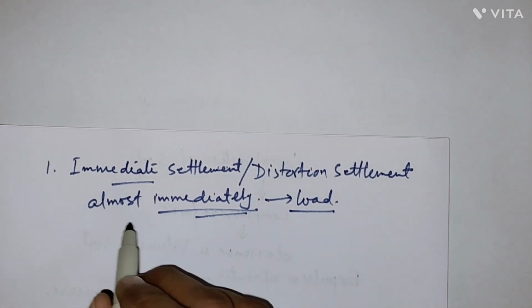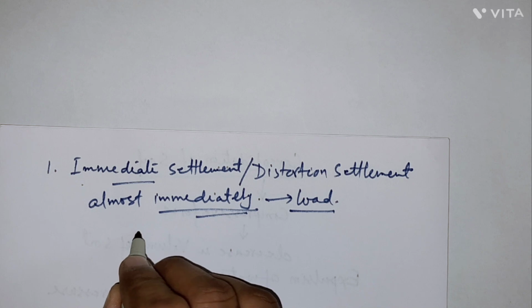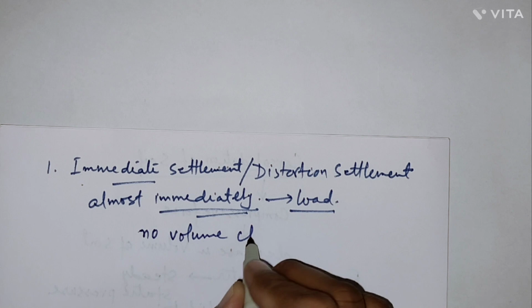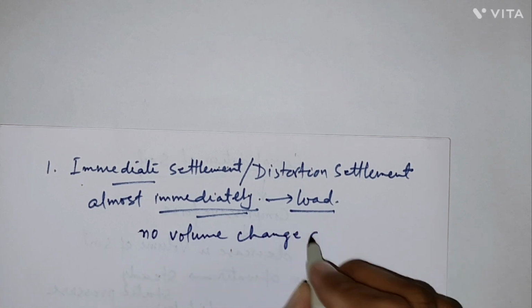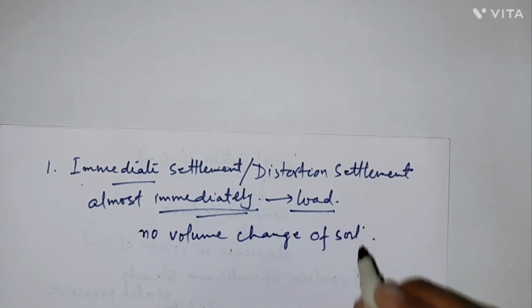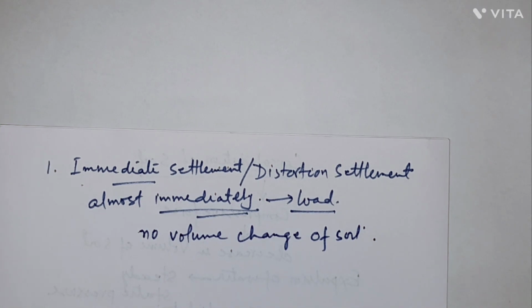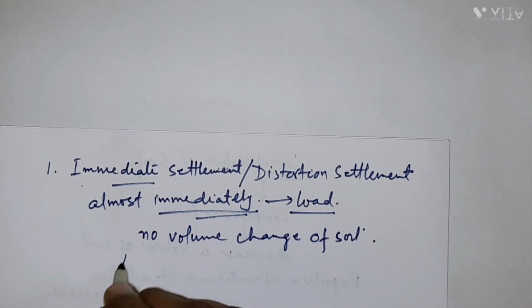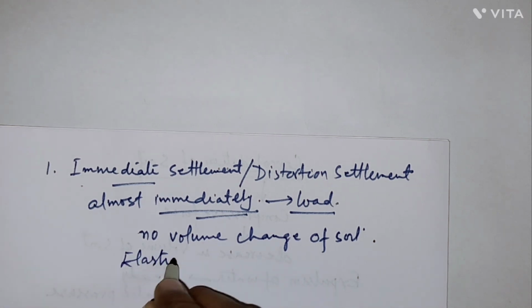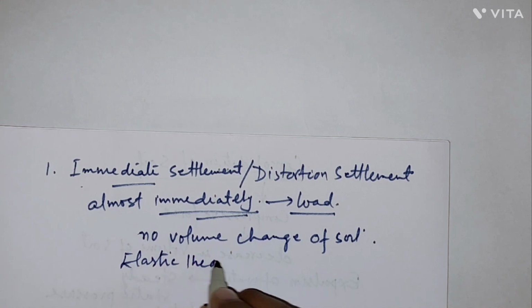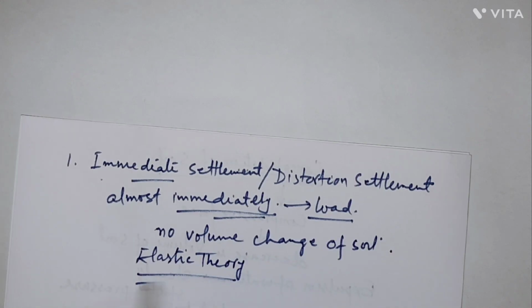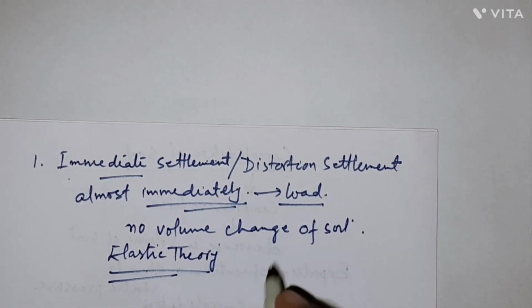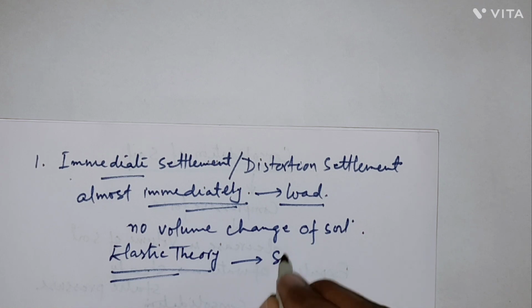In case of immediate settlement, there will be no volume change of the soil. The immediate settlement is determined by using the elastic theory. We will learn this theory when we study the design of shallow foundation.